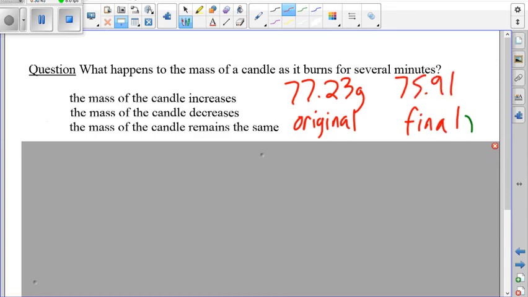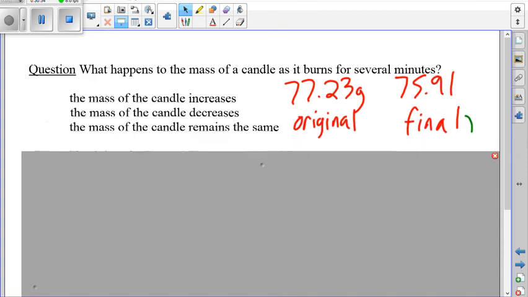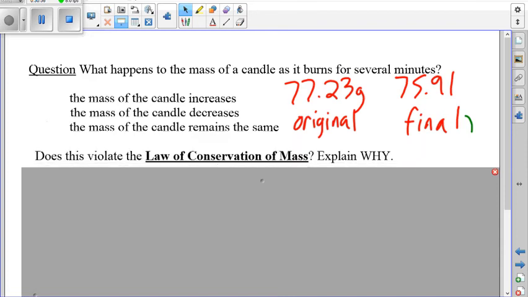75.91. Oh. We lost about 1.32 grams. I want everyone to think about this in their heads for now. But does this violate the law of conservation of mass? Like, Mr. Pilcher, you just said the mass before has to equal the mass afterwards. How did the mass of the candle disappear?